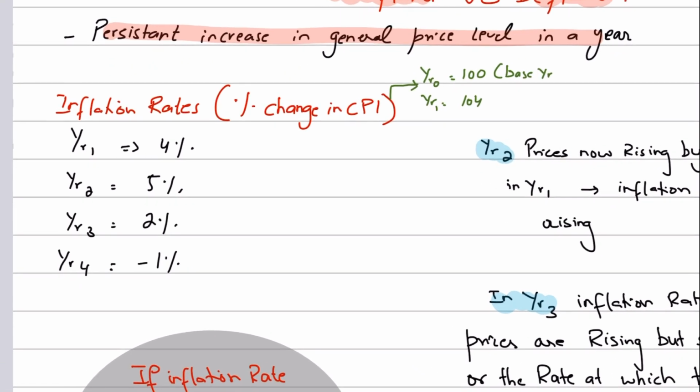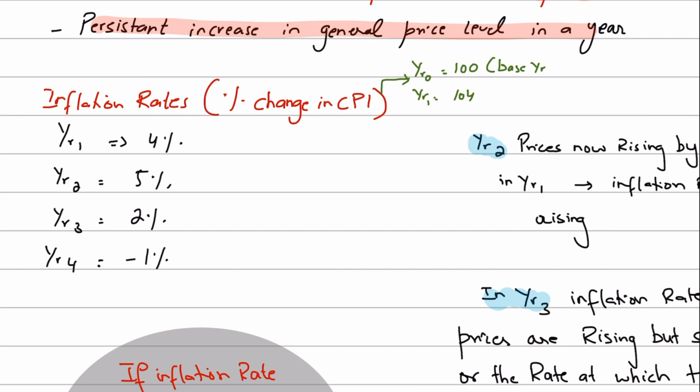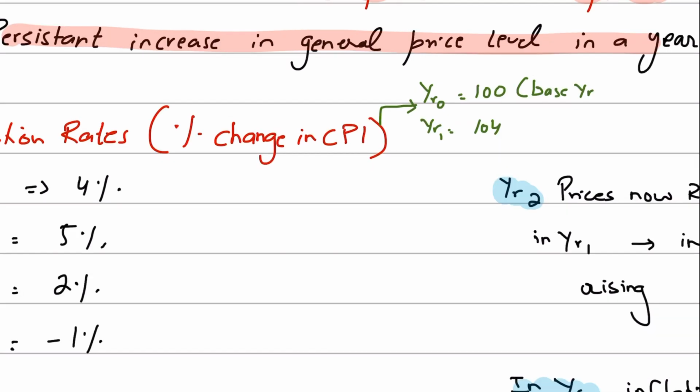So for example, let's say I've given the inflation rates over here, which is also representing the percentage change in CPI, which is your consumer price index. We all know what index numbers are, and basically CPI is used to measure inflation. So let's say that the index of year 0 is basically 100, while the index of year 1 is 104.